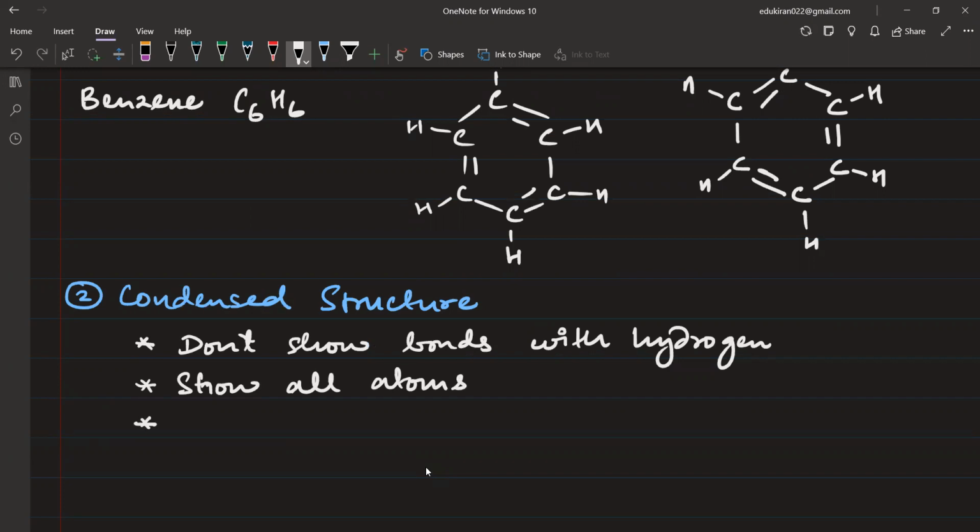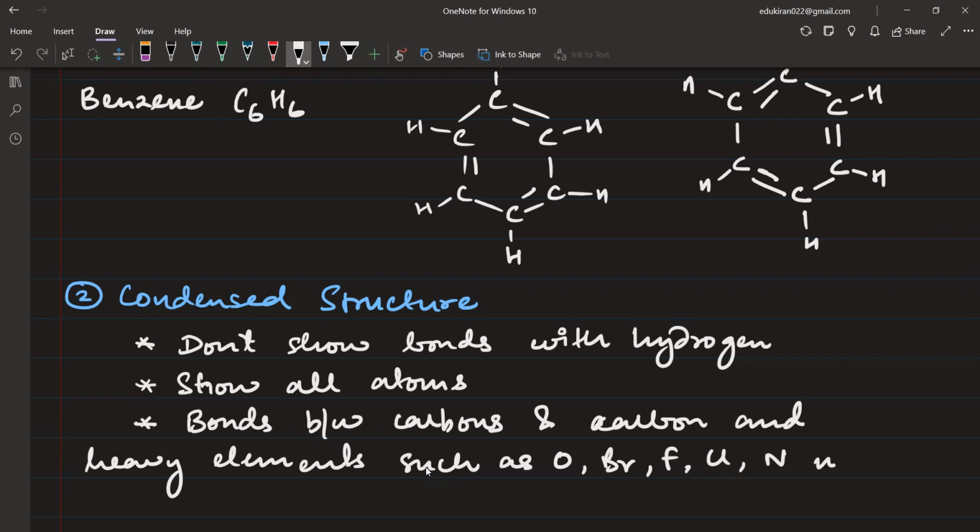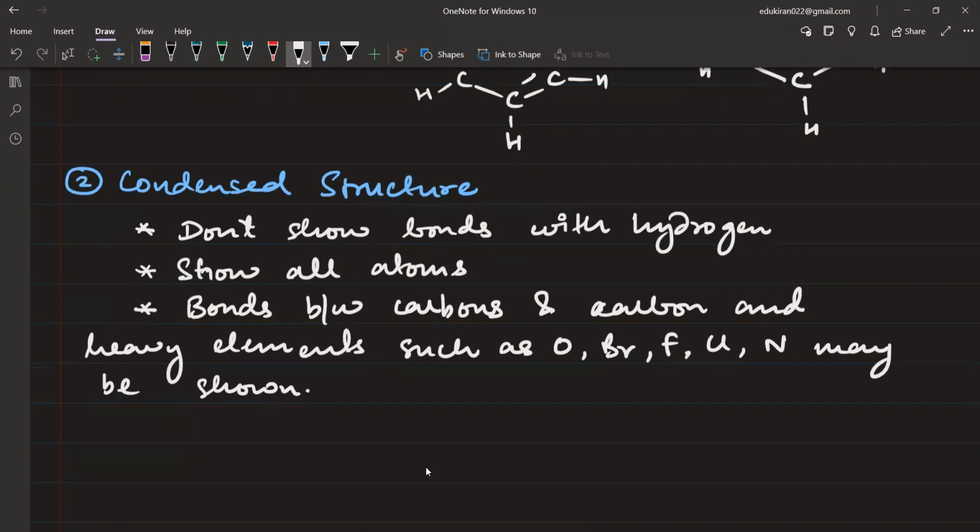Okay, then bonds between carbons and carbon and heavy elements such as oxygen, bromine, fluorine, chlorine, nitrogen may be shown. Okay, it may be shown.